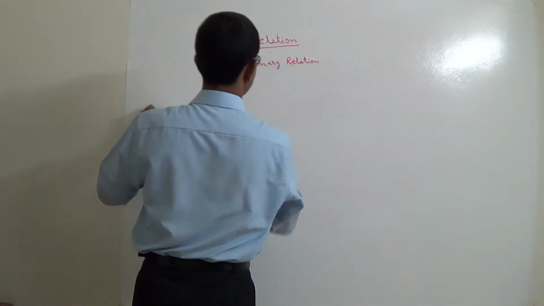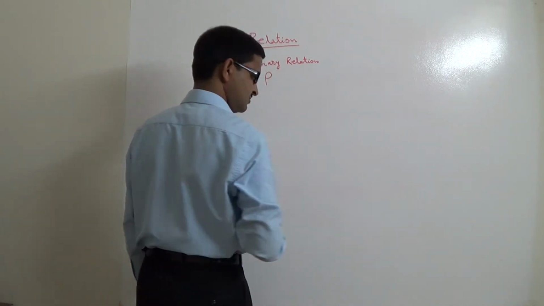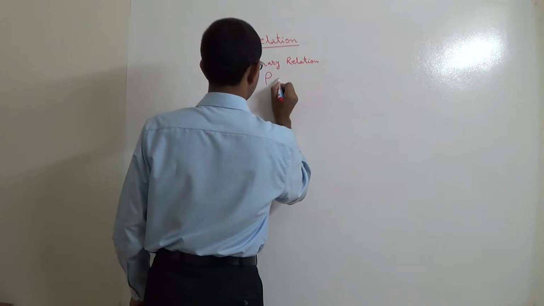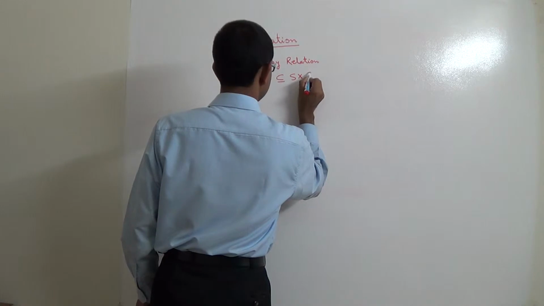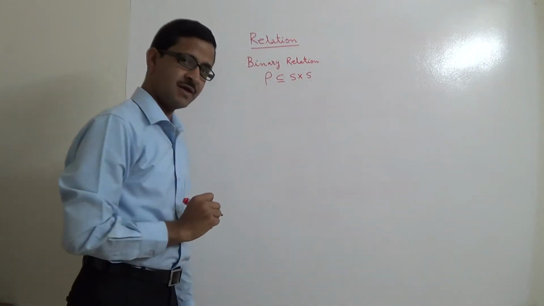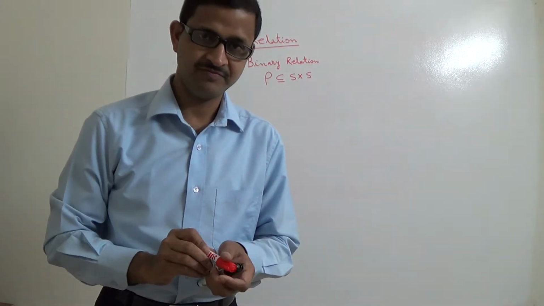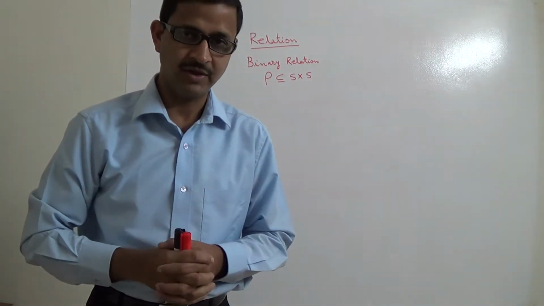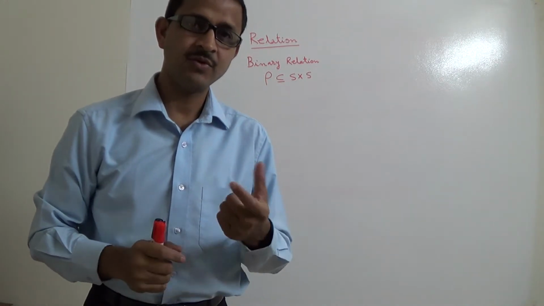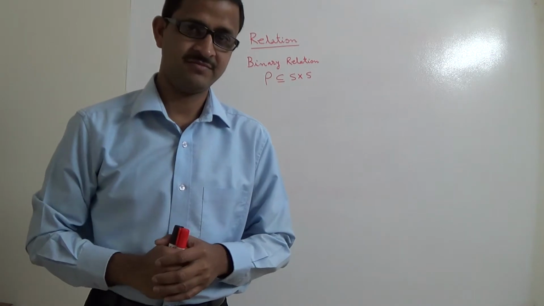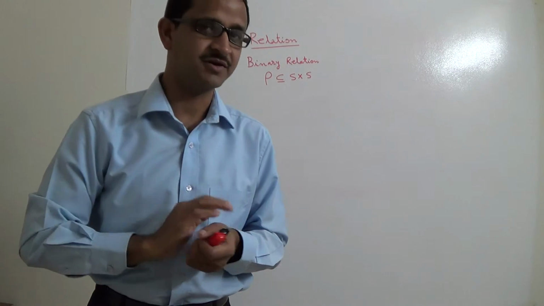If rho is a binary relation on S, then rho must be a subset of S cross S. That binary relation is sometimes also known, in the other way you can see it in future, as a relation on S. The moment it is defined on a single set, you can assume this is a binary relation.